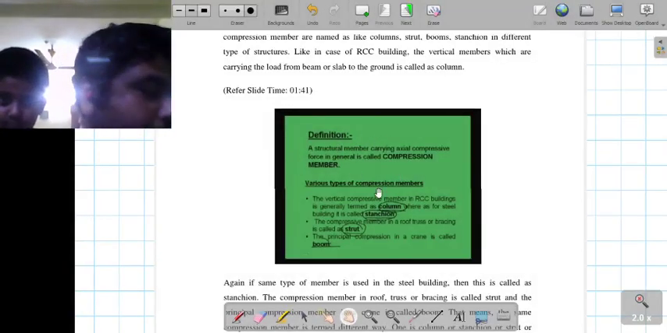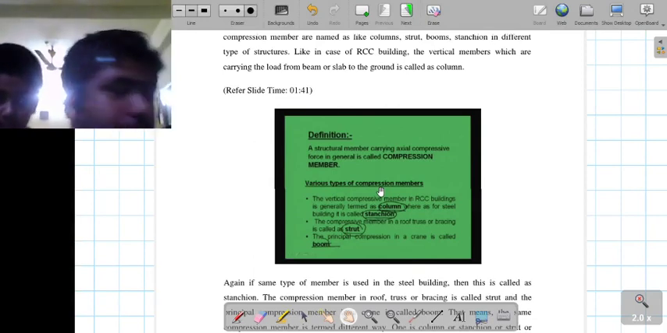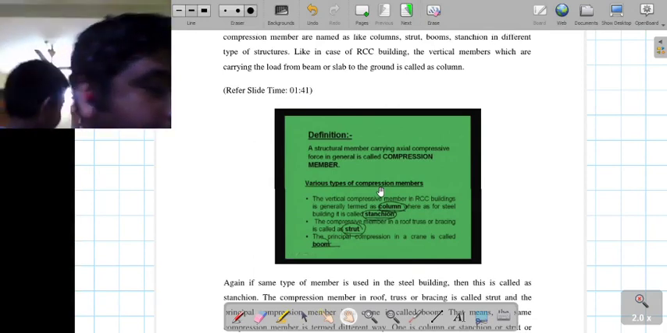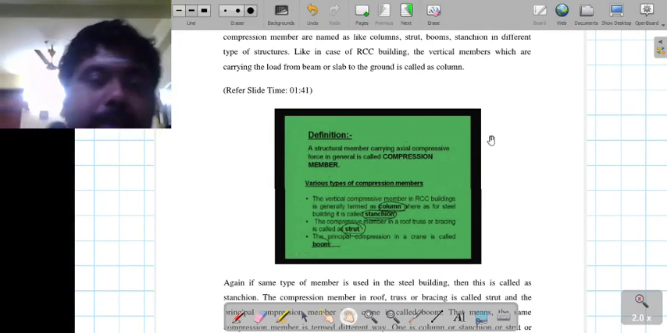We'll start this compression member. Most probably some part of the compression member we have already covered in the mid semester. Still we'll go for a background. What exactly a compression member is, if you look at this, what is compression member?